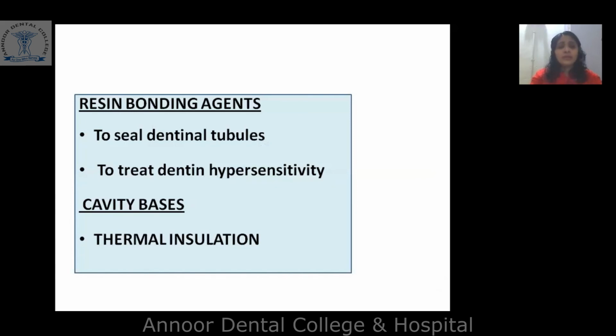Now, where are the resin bonding agents used? They can be used mainly to seal the dentinal tubules and also treat dentinal hypersensitivity. And the main property of a cavity base is that it can provide something known as thermal insulation.